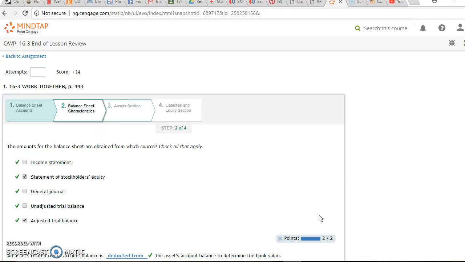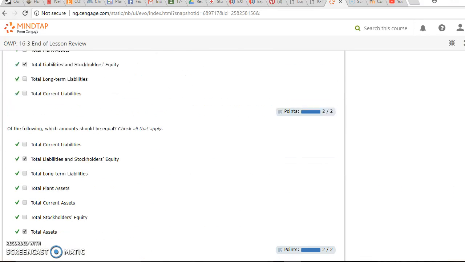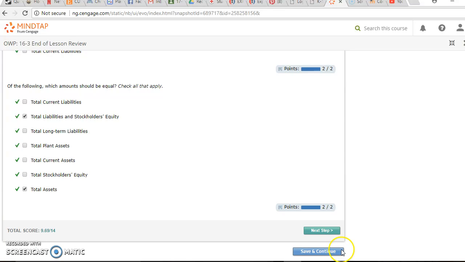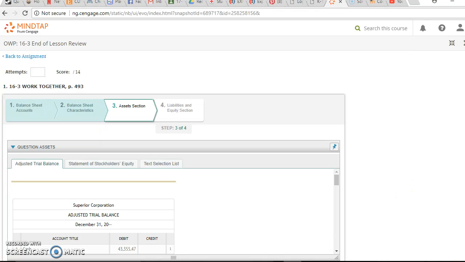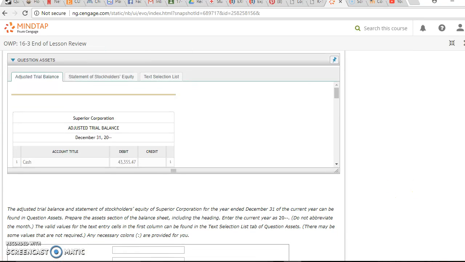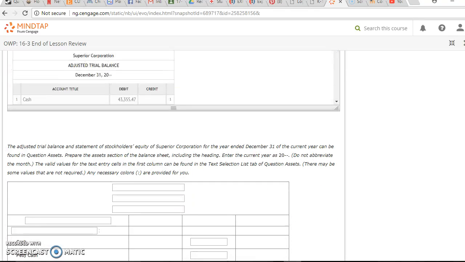Let's see how we did there. Okay, so we're going to go to the next step again. Make sure that when you get a balance sheet done, that your assets equal your liabilities and your stockholders' equity, and then you know that you're in good shape.